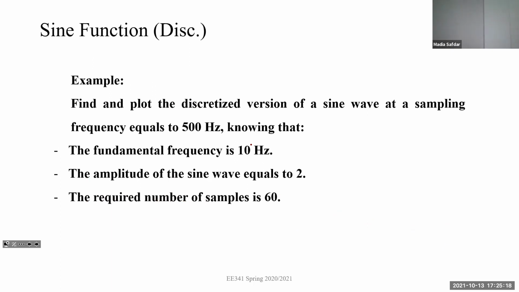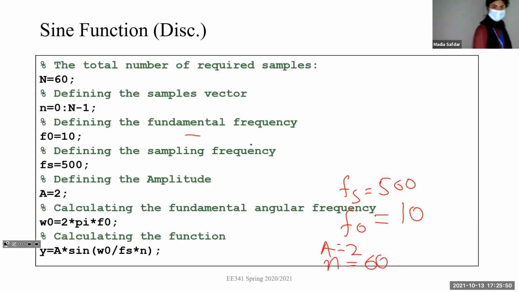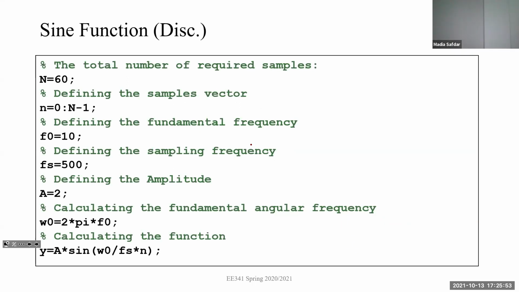Find and plot the discretized version of a sine wave at a sampling frequency equal to 500 Hz. Okay, so Fs is equal to 500, and then fundamental frequency F0 is equal to 10. Now the amplitude is 2, same, A is equal to 2, and number of samples required N is equal to 60. Then the scale is from 0 to N minus 1. Means scale is from 0 to 59, right?